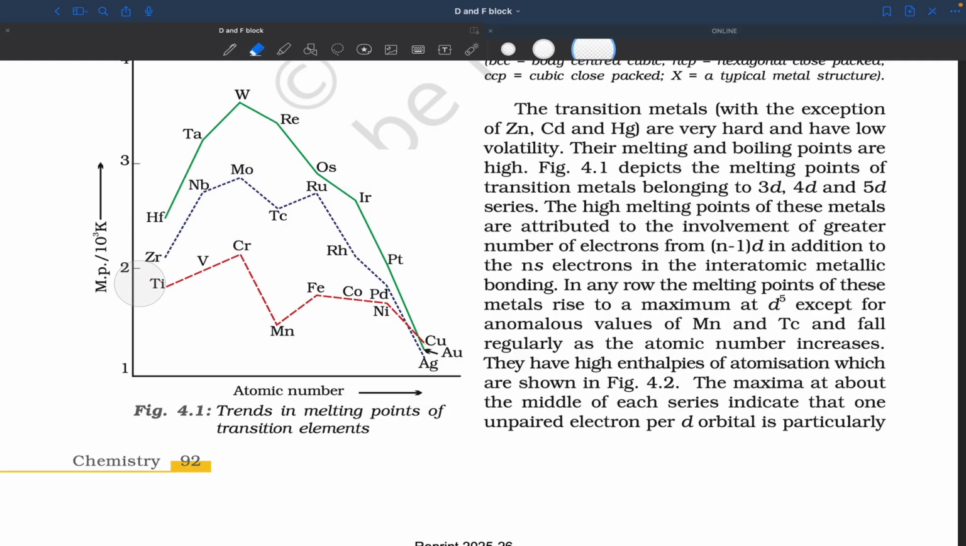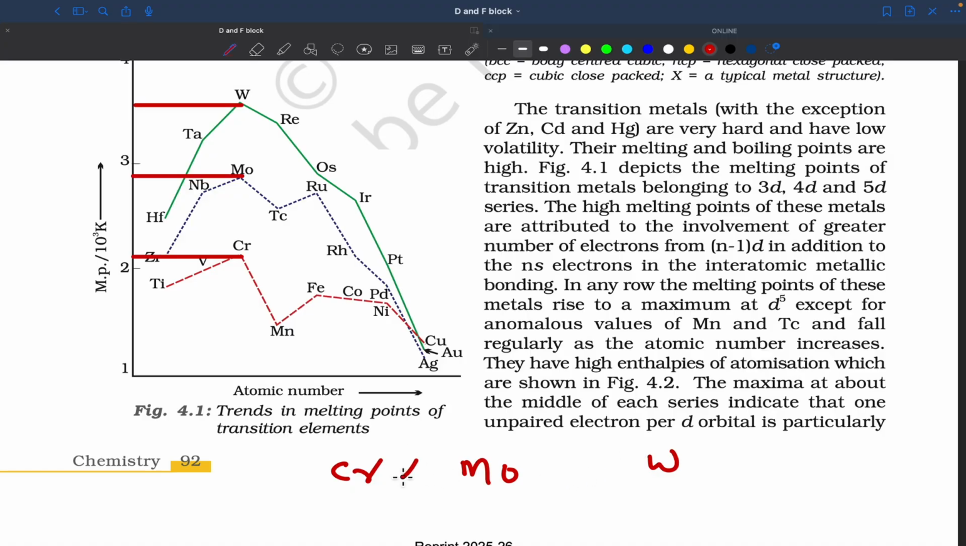If I connect these points, if I connect tungsten here, what comes? The highest point comes. If we connect molybdenum here, the highest point comes. So if I connect chromium here, it comes here. So if I ask you to compare the melting points of chromium, molybdenum and tungsten, how do you compare it? Obviously chromium is less than molybdenum, molybdenum is less than tungsten, right?